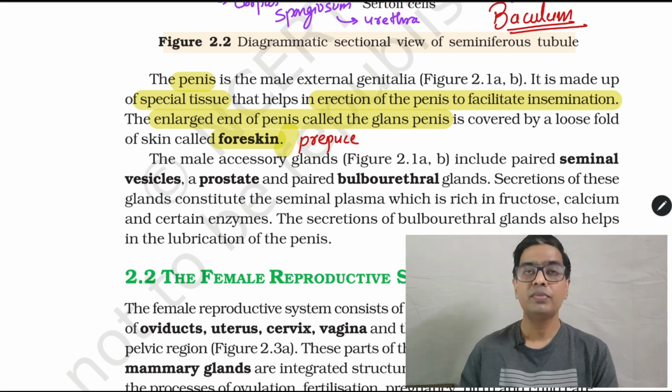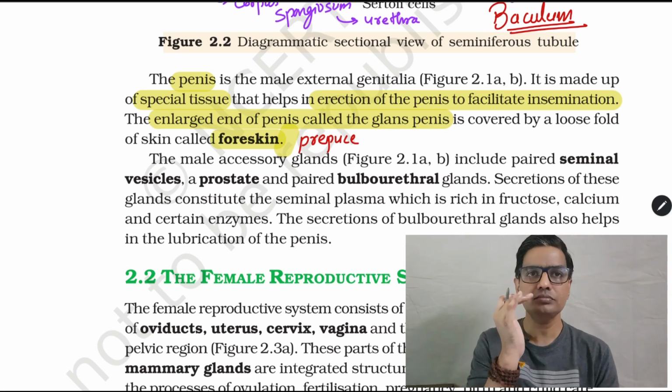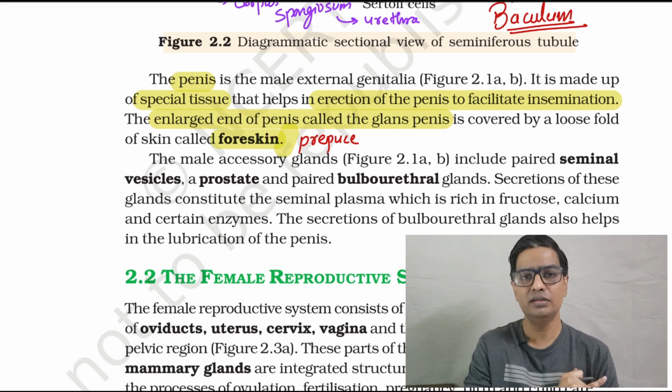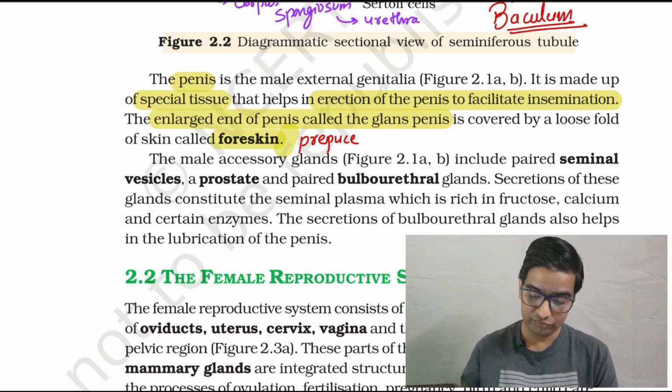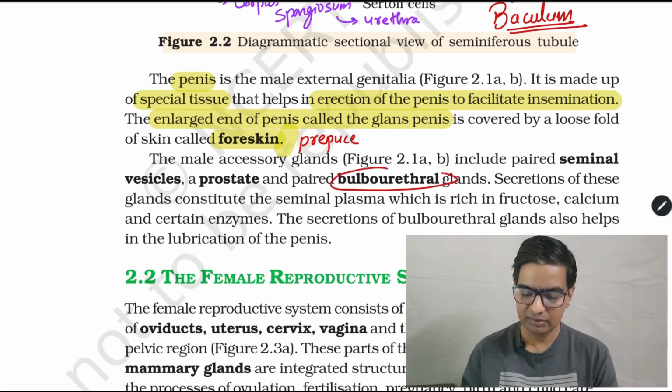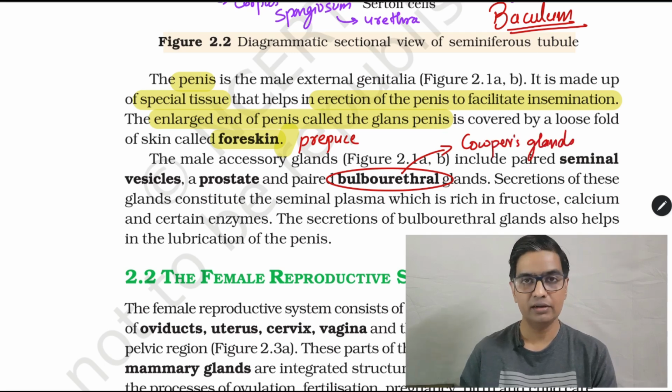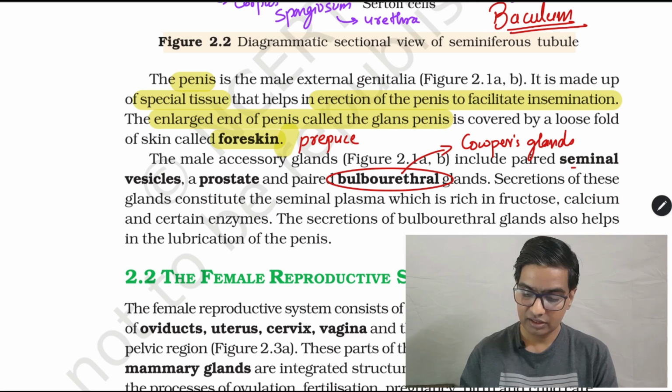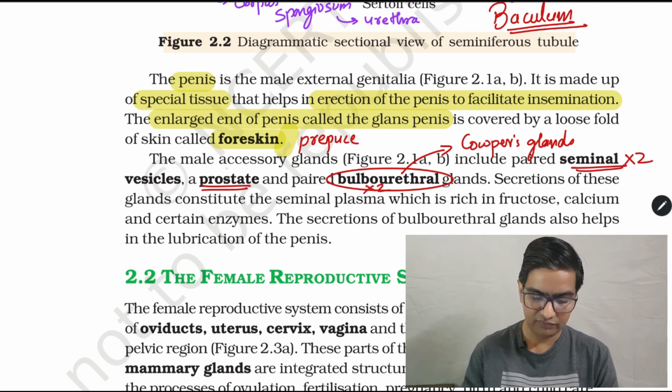Now, apart from this, the male has a pair of seminal vesicles, a pair of bulbourethral glands. The bulbourethral glands were discovered by a person called Cowper, and hence it is called Cowper's gland. Clear? And one single prostate. So seminal vesicles are 2 in number, bulbourethral glands are 2 in number, and the prostate gland is only 1 in number.